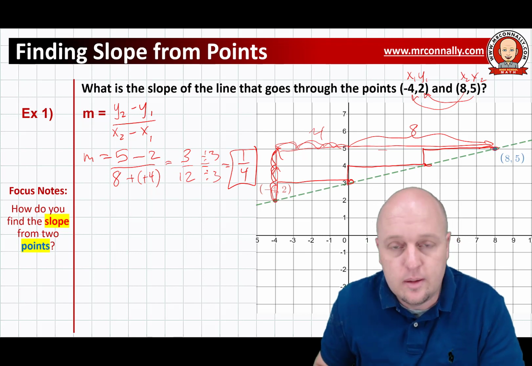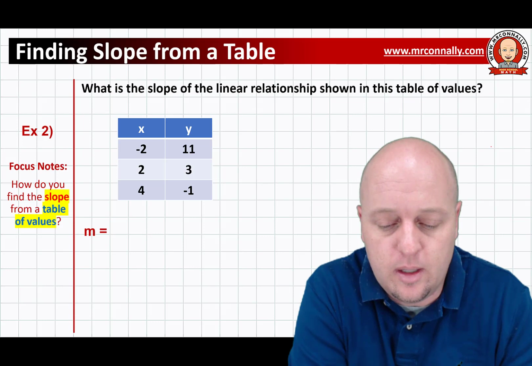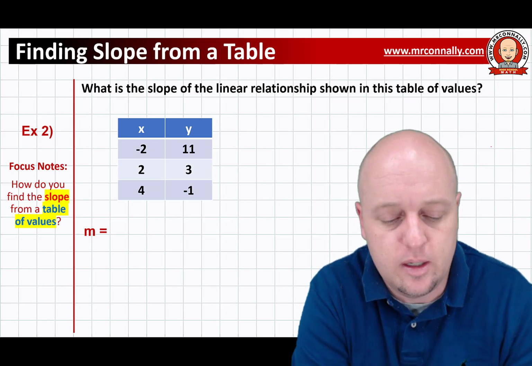Okay? All right. Let's pause if you need more time. Let's go on to the next. Finding slope from a table. What is the slope of the linear relationship shown in the table, this table of values?